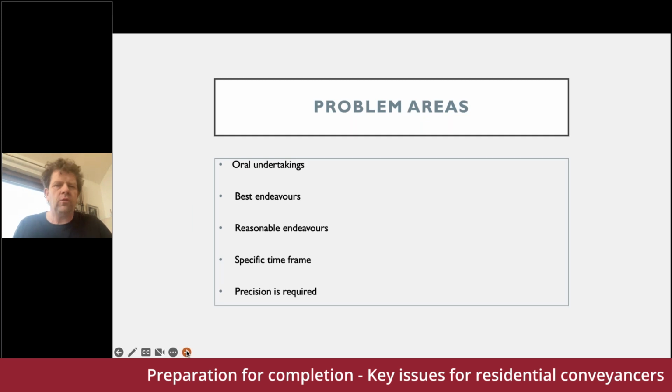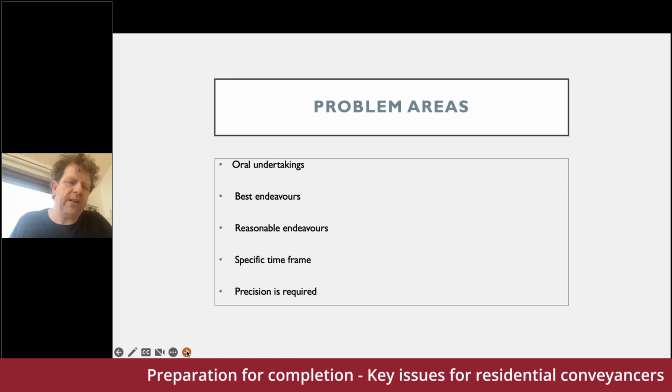Problem areas: oral undertakings, on the basis of who said what. So I wouldn't give an oral undertaking, or if I did, I would immediately confirm it in writing. I repeat, having an undertaking register or an undertaking library that the firm has agreed in the cold light of day is far better than giving undertakings on the hoof.